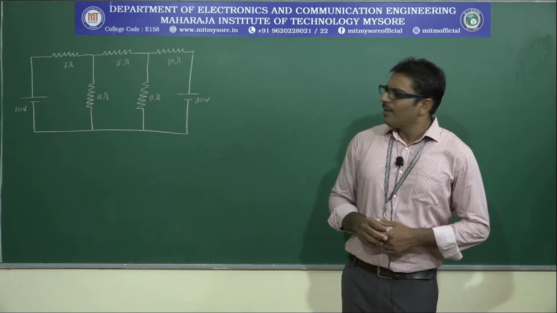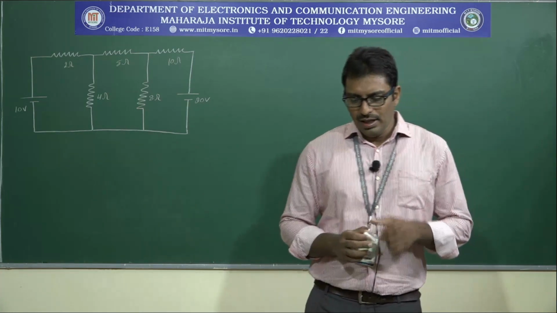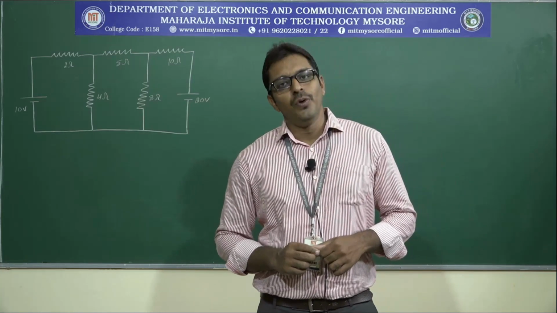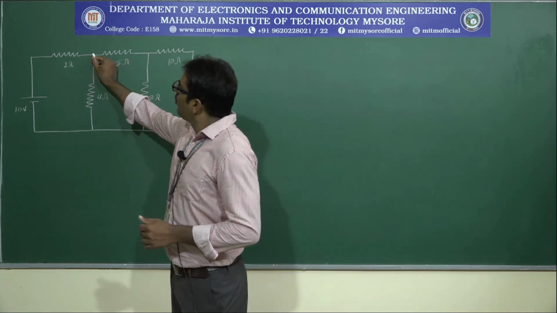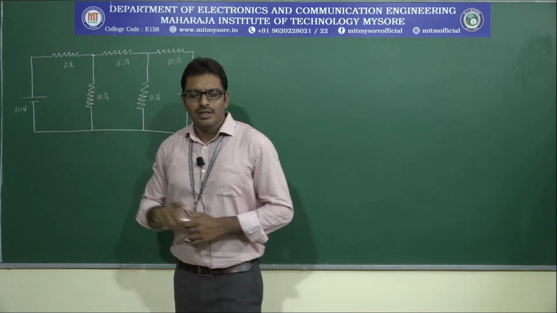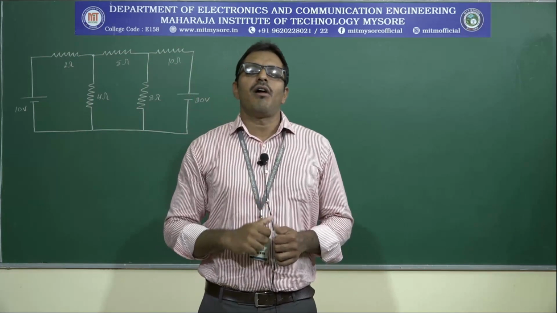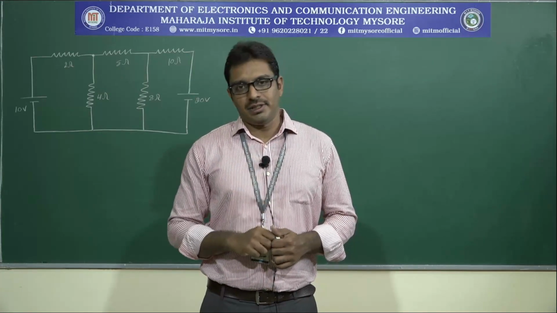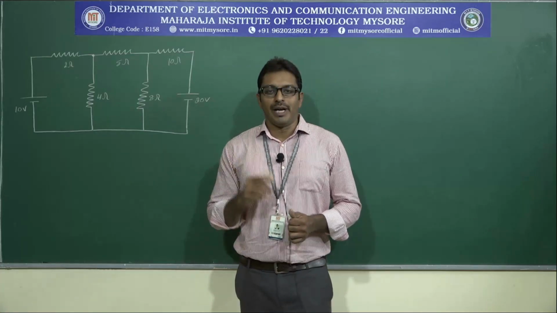Here we are applying Kirchhoff current law for a node. First, let me explain what a node is. See, a node is a common terminal for more than two branches. We can call this a node. There is a difference between a junction and a node. A junction is a common terminal for two branches. A node is a common terminal for more than two branches.